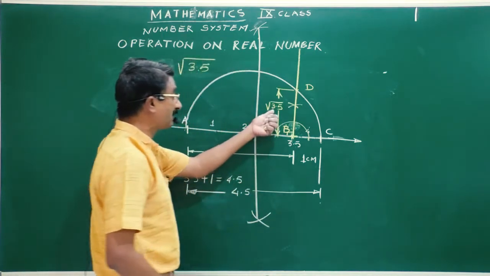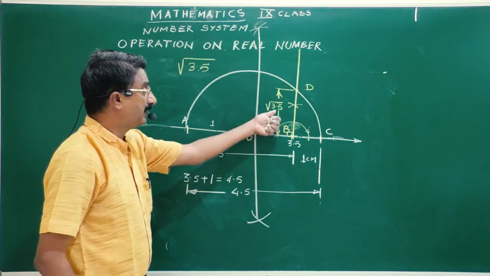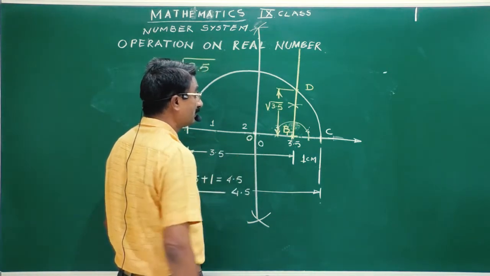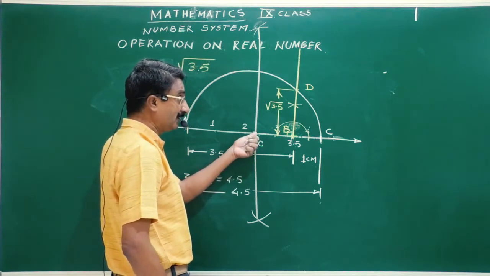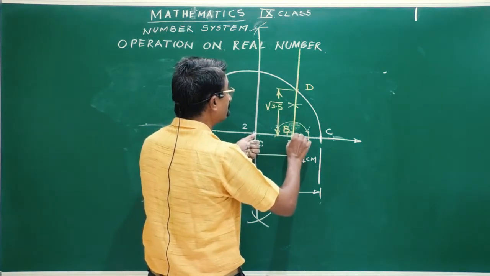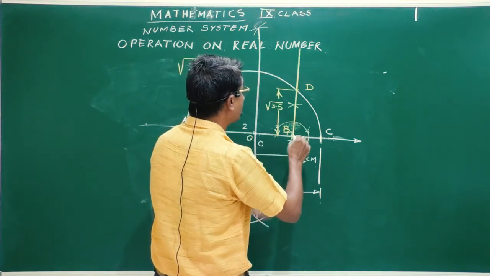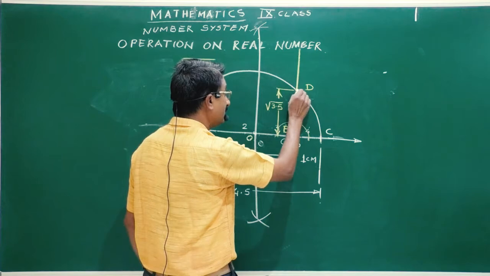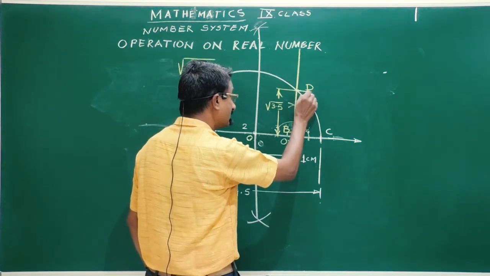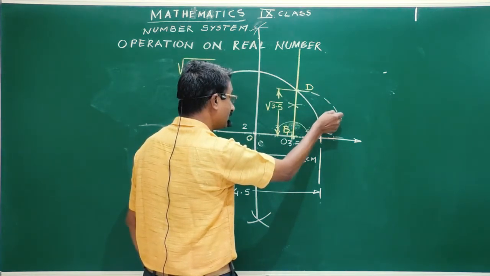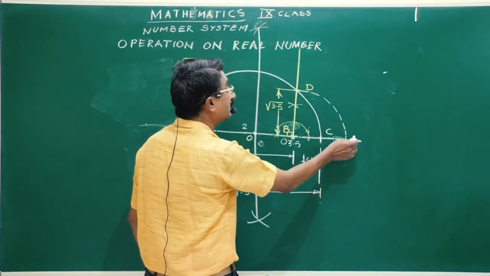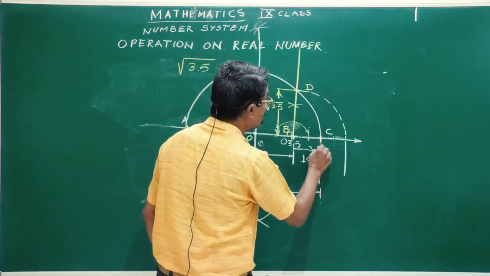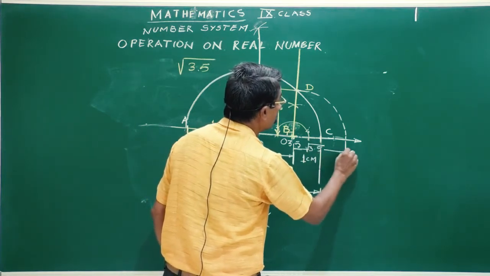Now on whichever number line you want to mark it, you can mark this. Suppose you are taking this point as 0. If you take B as 0 on the number line, then with this radius you can mark the value of under root 3.5 on the number line. So this distance will be under root 3.5.